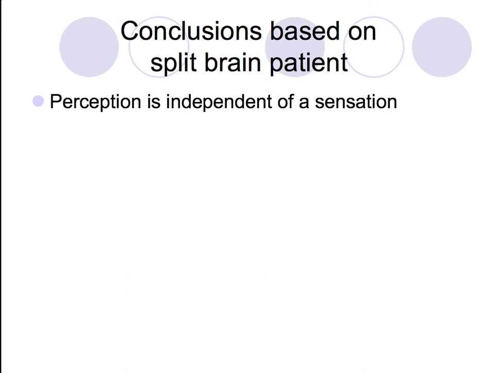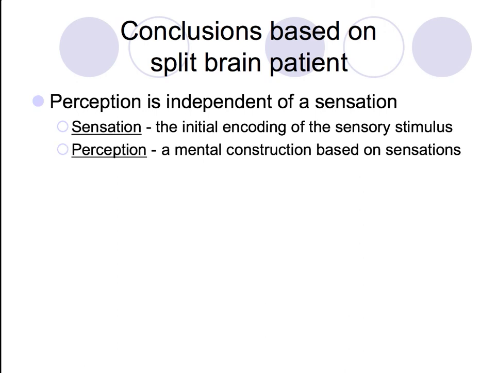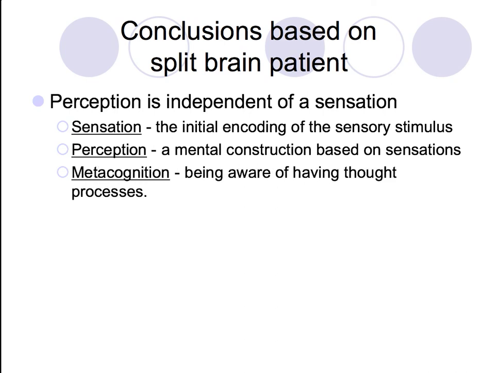So perception is independent of sensation. A sensation is the initial encoding of a sensory stimulus. Perception is a mental construction based on sensations. It's your interpretation of the world. And this brings about the question of metacognition. So metacognition is being aware of having these thought processes, being aware of the fact that you have perception, and that perception is an interpretation of the world.